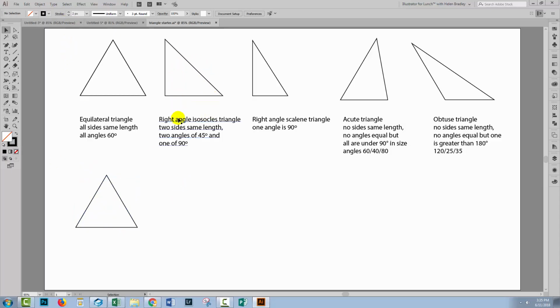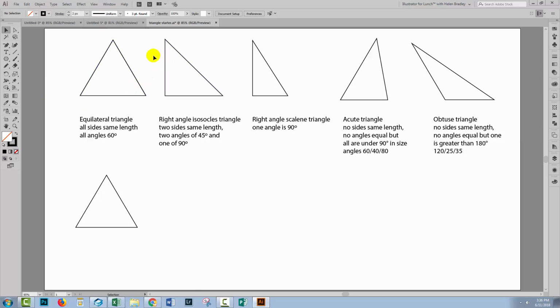The next triangle is a right-angled isosceles triangle. Two of these sides are the same length, these two here. There's a right angle between them. And these two angles are also the same as each other. That makes them 45 degrees each.